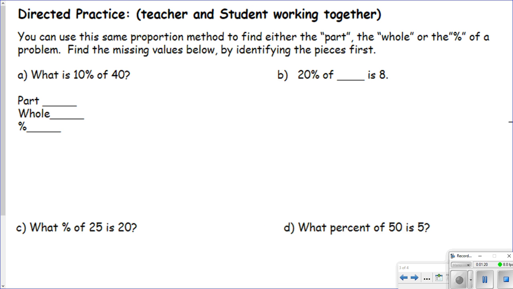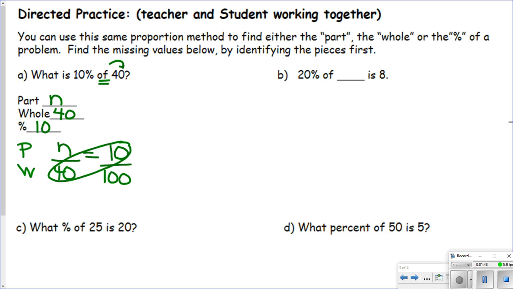Now let's do some together. What is 10% of 40? The part, I do not know. The whole is 40. Usually if you see this word of and it's followed by a number, that indicates that is the whole number. And the percent is 10. So using part over whole, I have n over 40 equals 10 over 100. I will cross multiply. 40 times 10 equals 100n.